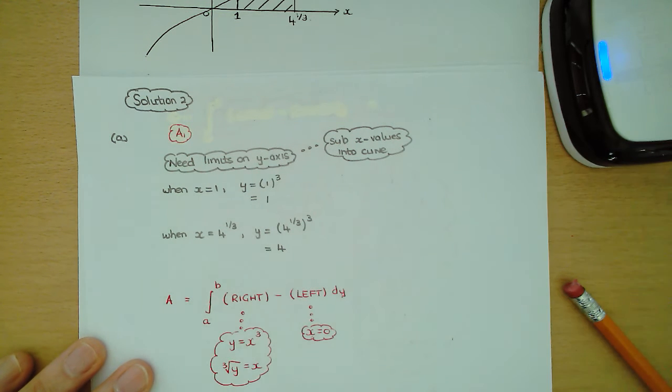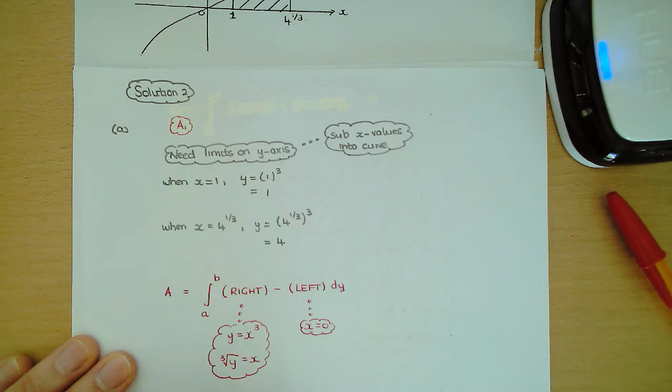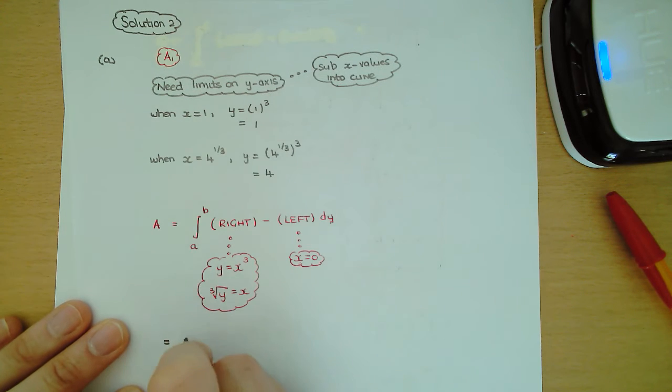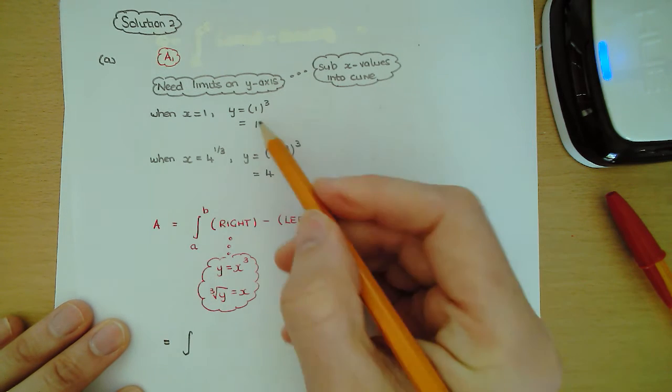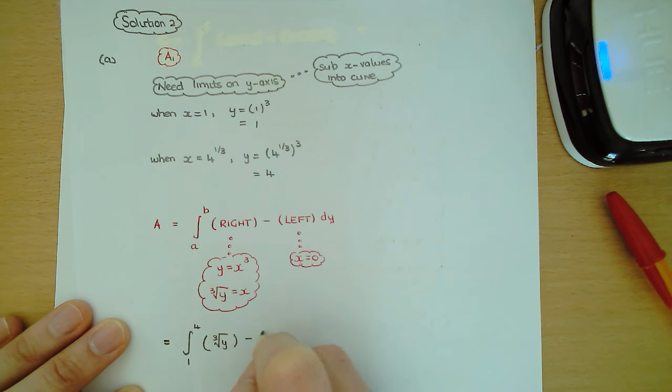So we're now ready to chuck everything in. So let's do that. The area A is equal to our integral. Our limits are 1 and 4, remember. The curve to the right is the cube root of y. We're subtracting the curve to the left, which is just 0. And then we're integrating with respect to y.